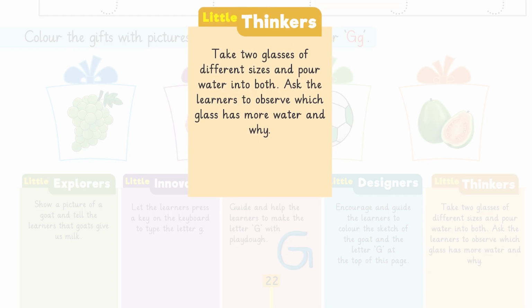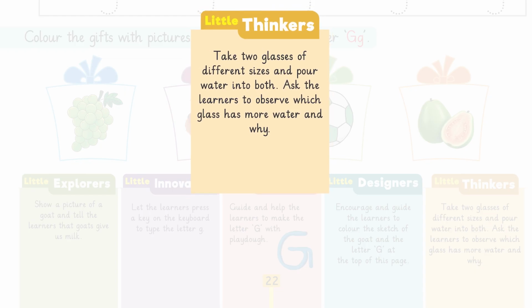Ask the learners to observe which glass has more water and why. As glass also starts with letter G, so give them 2 glasses and let them observe the different levels of water in them.